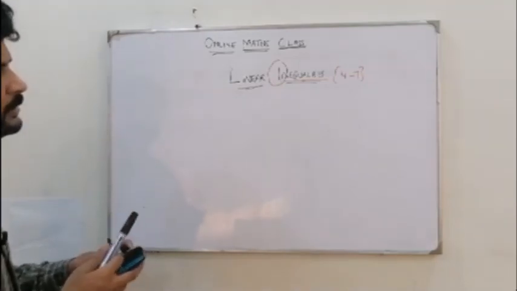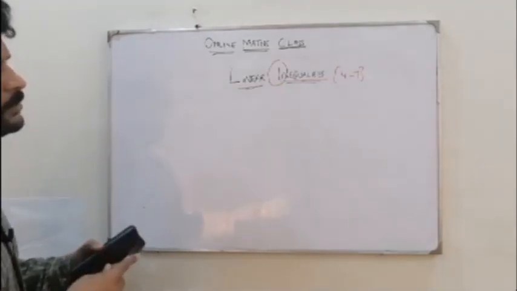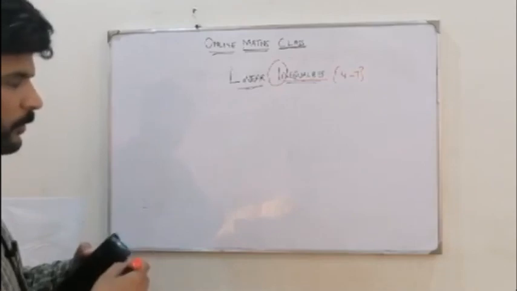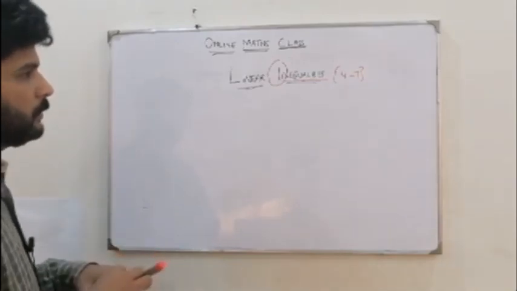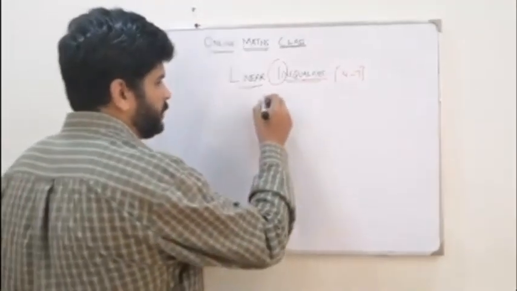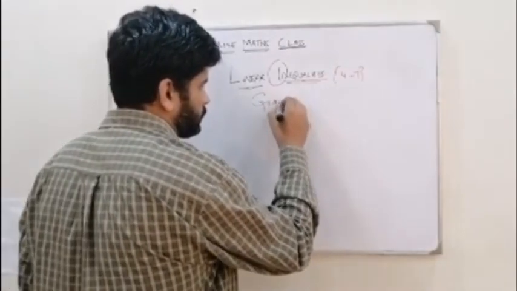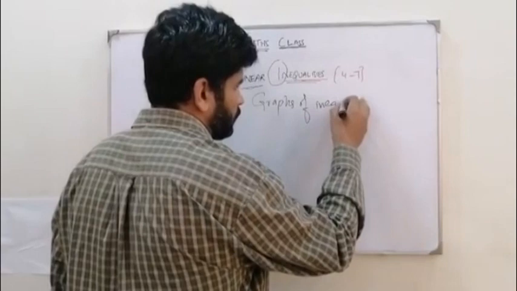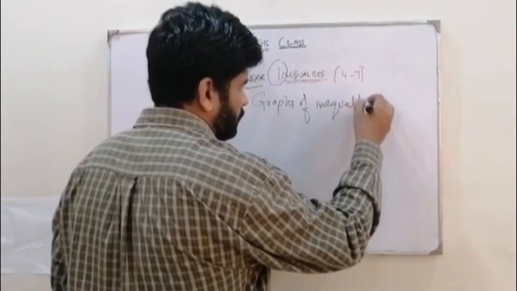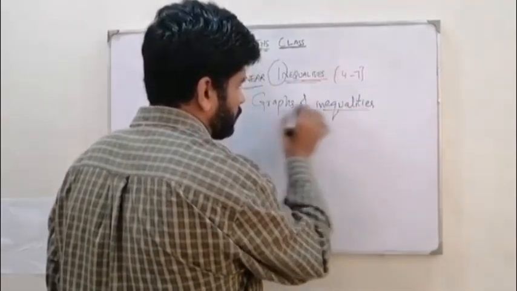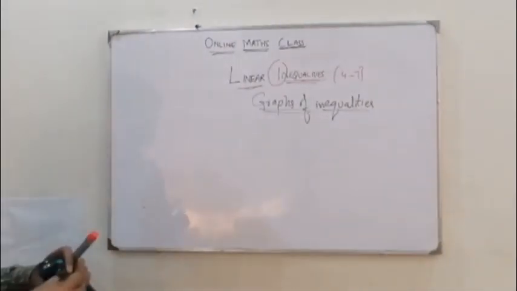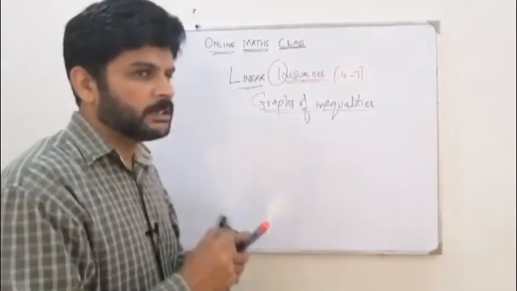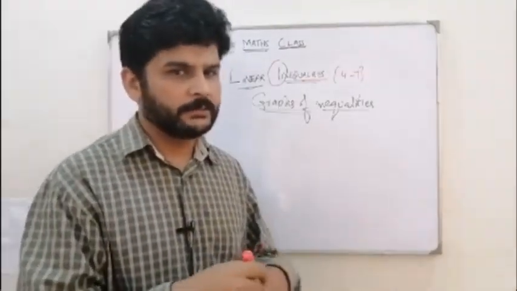Okay, linear inequalities is almost done, except for the graphs of inequalities. And this is a very major part. Before moving towards the graph of inequalities, I should be telling you the major things in the graph grid.